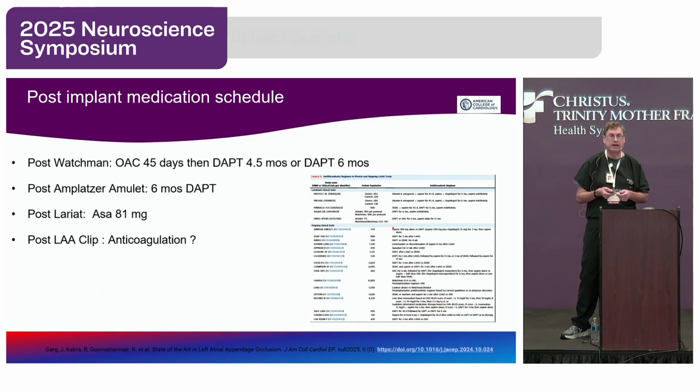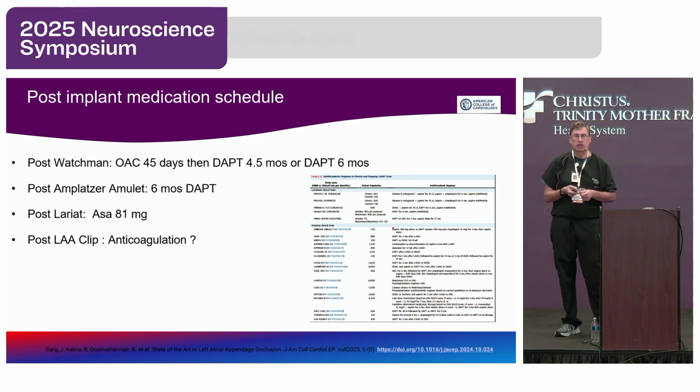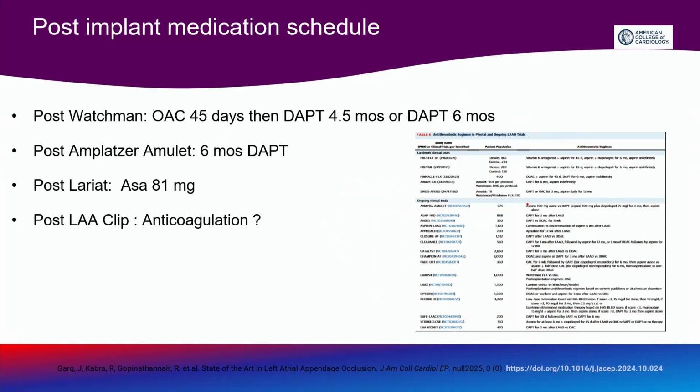As far as this, honestly, is probably the biggest challenge that we face, and this is what we're going to do after the Watchman or after the Amulet procedure. These are patients you've identified that have challenges with bleeding, and now you're going to commit them to a term of anticoagulation or antiplatelet therapy. And so this is a challenge. So for the Watchman, it's oral anticoagulation for 45 days.